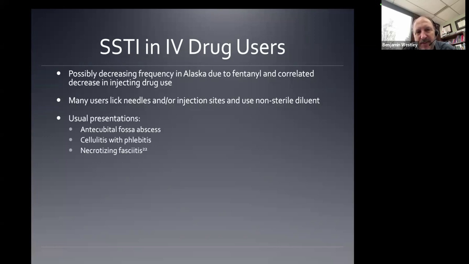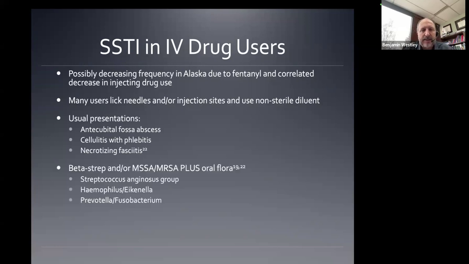So the common things that we see are antecubital fossa abscesses, cellulitis with an infected or very firm, inflamed clot in the veins, and necrotizing fasciitis. Most of these are beta strep or Staph aureus as per usual soft tissue, but oral flora can also be in there if people are licking their needles or the skin, such as Eikenella, anginosus strep, or Prevotella.